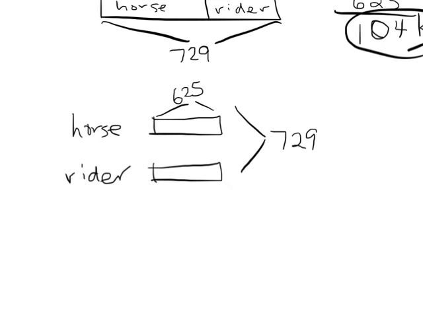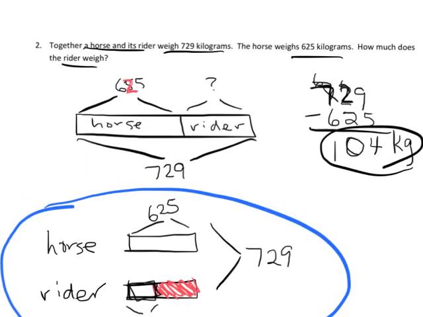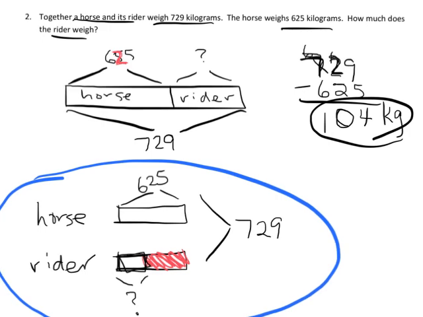Well, upon inspection we can see that the rider really should be much, much smaller. So let's revise the bars a little bit to make them more realistic. And there's our two bars. And the big question is, what is the rider? And so this is another way to draw the tape diagram. And this is probably what it would look like in Singapore. But either way, it represents subtraction.